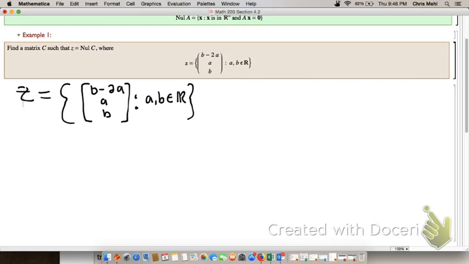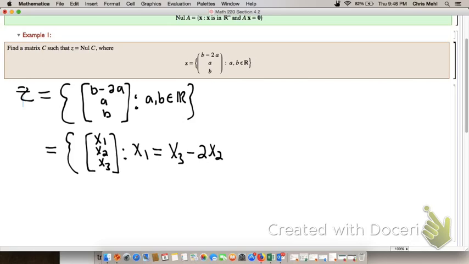First thing I'm going to do to help us write this as the null space of a matrix is rewrite this set. I'm going to write this as the set of all vectors x sub 1, x sub 2, x sub 3, such that, now notice if you look at the first way I wrote this set Z, the first entry is the third entry minus twice the middle entry. So what I can say here is our first entry x sub 1 is equal to the third entry minus twice the second entry.